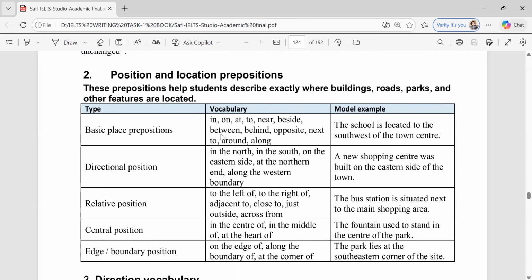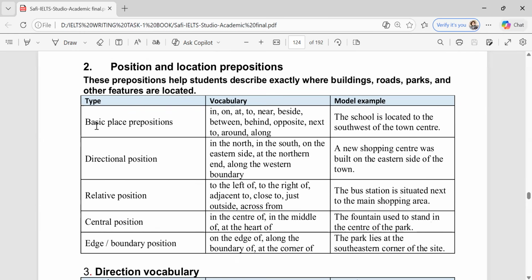The first part is position and location. For prepositions, what can we use? These are basic place prepositions: in, on, at, near, beside, between, behind, opposite, next to. If you understand these, it will also help you in IELTS listening, in map type questions. If you understand this language, that can really help you. For example: the school is located to the southwest of the town center. Here, what have we used? The preposition 'to'. You can use any of the prepositions and it's quite easy.